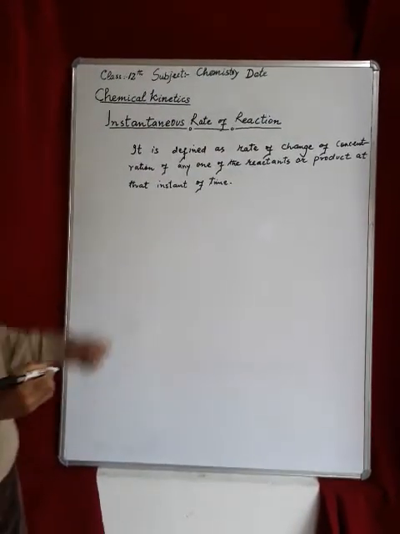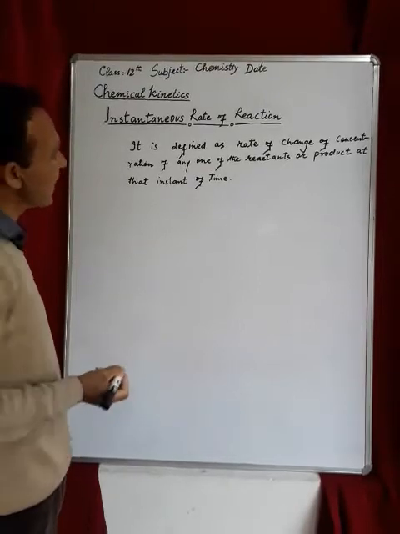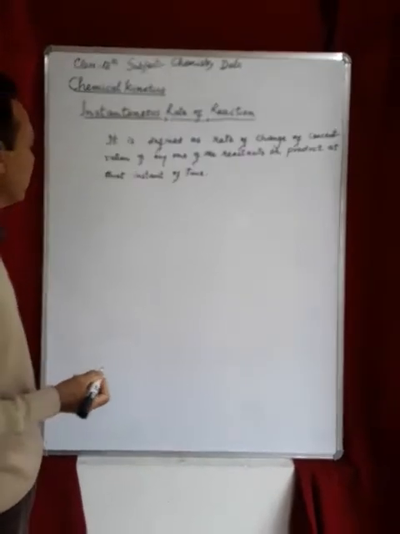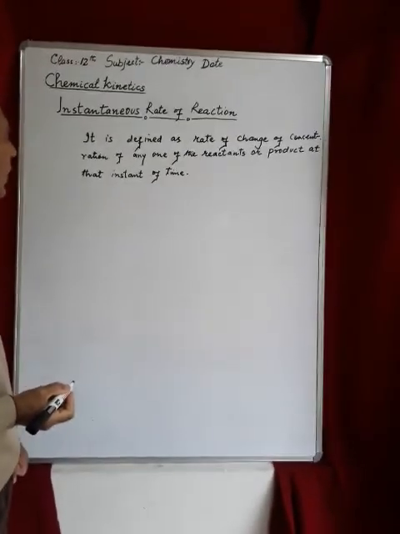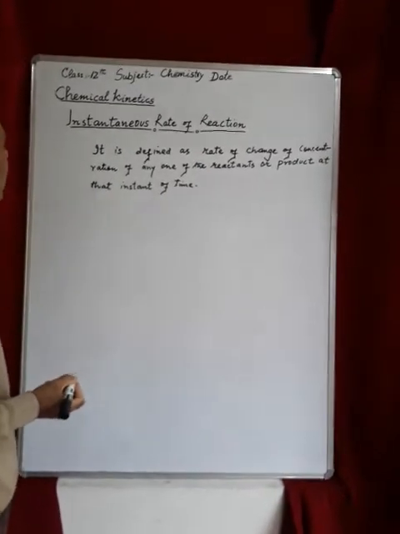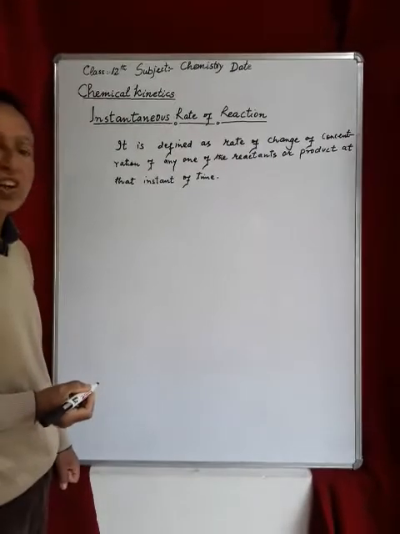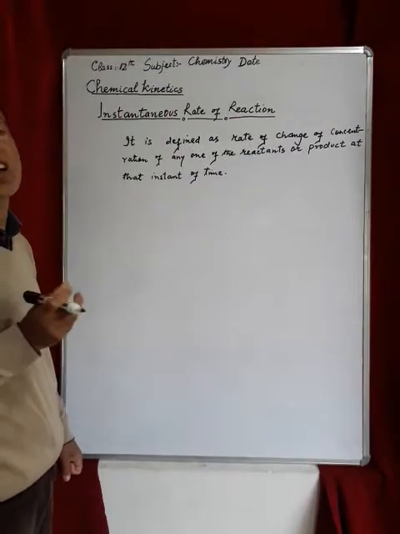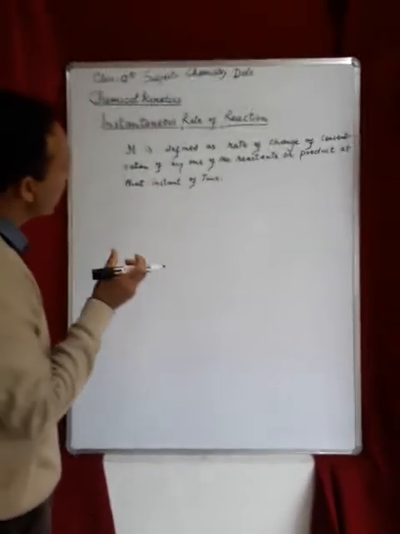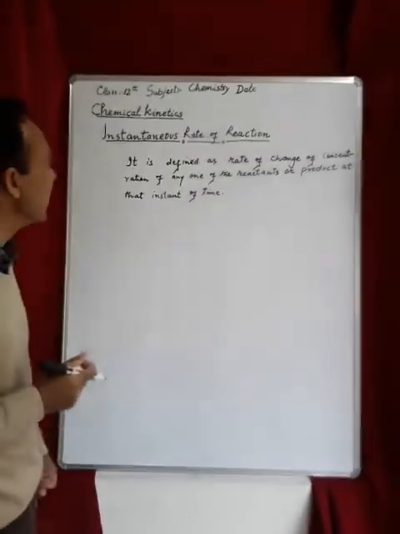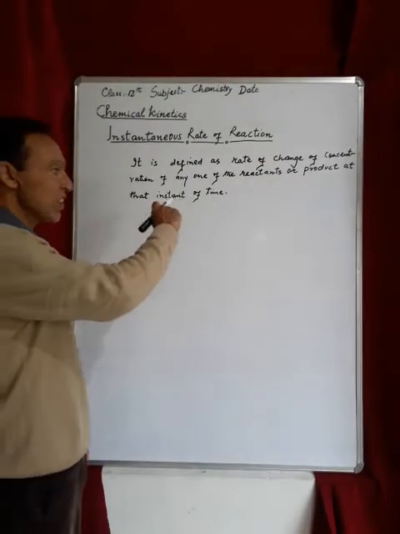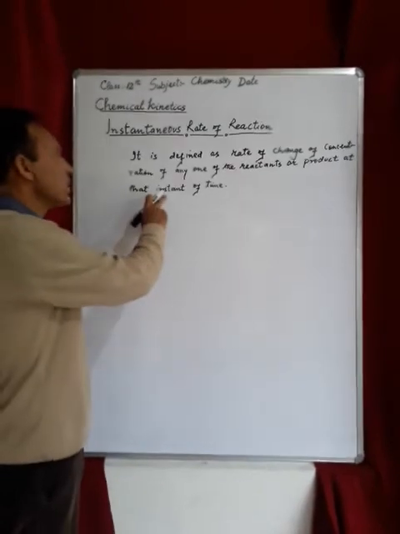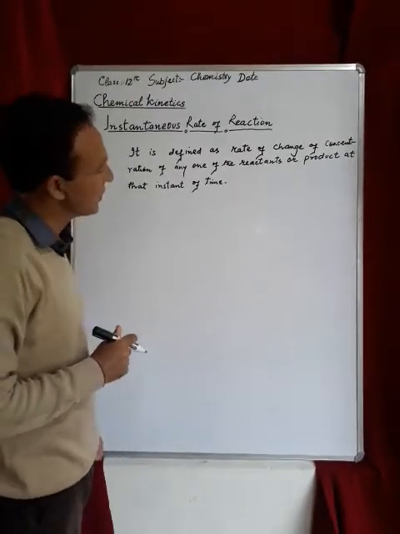So this instantaneous rate of reaction is just like the average rate of reaction जो हमने last lecture में discuss किया. But the only difference is, in the average rate of reaction we calculate the rate of reaction at a definite time interval. Here we calculate the change in the concentration of the reactant or product at a particular instant of the time.